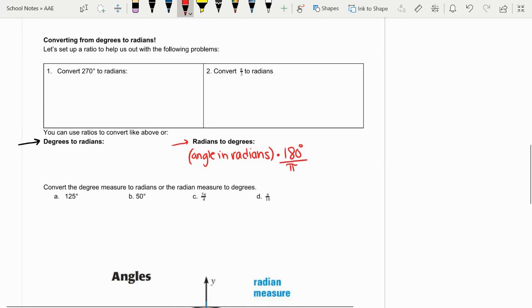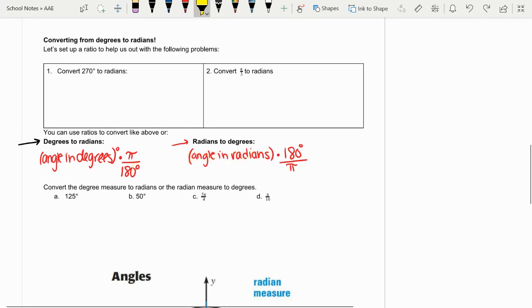To convert from degrees to radians, it's the opposite. So we'll have the angle in degrees, I'm going to put the little degree symbol, and we multiply that by pi divided by 180 degrees. And here we want to think about your degrees essentially canceling. We'll have degree in numerator and denominator. Usually radians have pi in them, so normally those pi's would cancel, but that's not always the case, so you can't always rely on that.